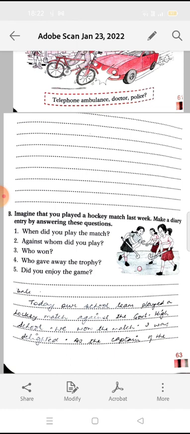This also you can try doing on your own. I am of course sending you, but you can also try doing on your own.